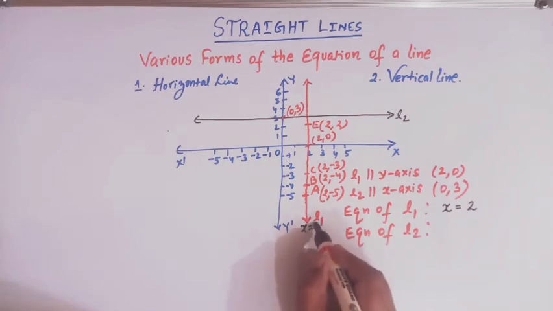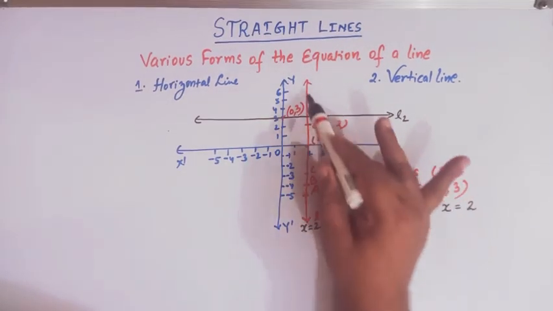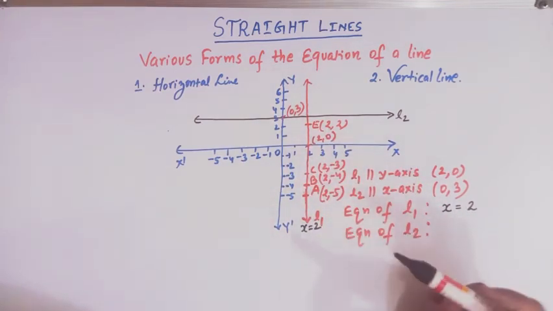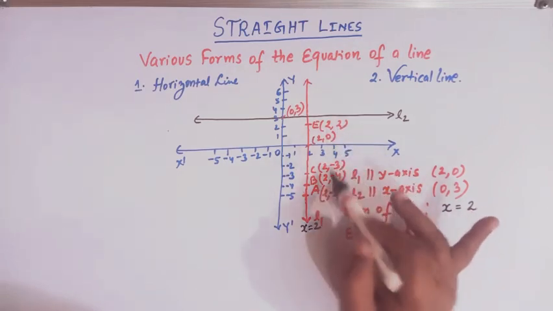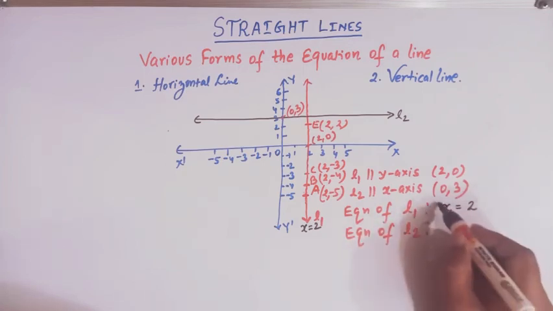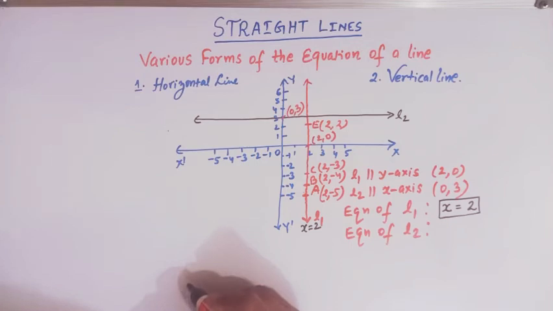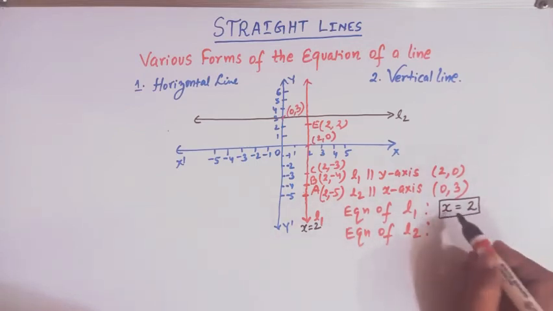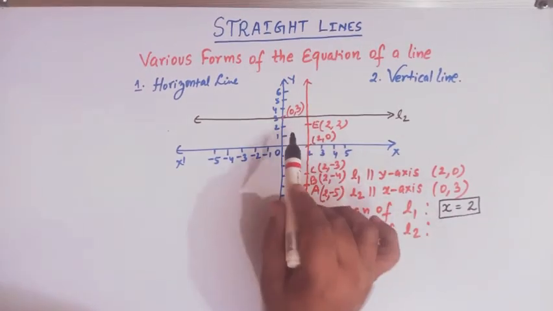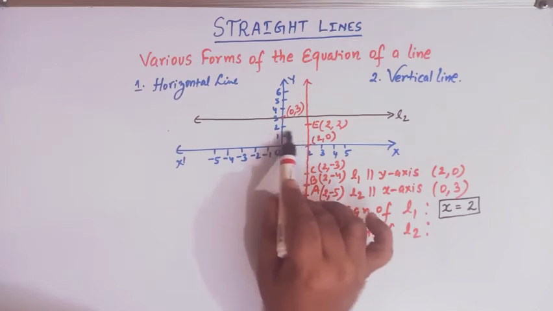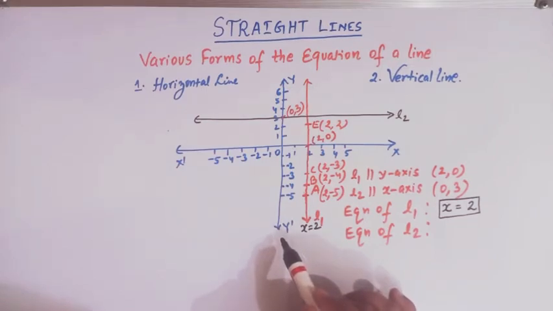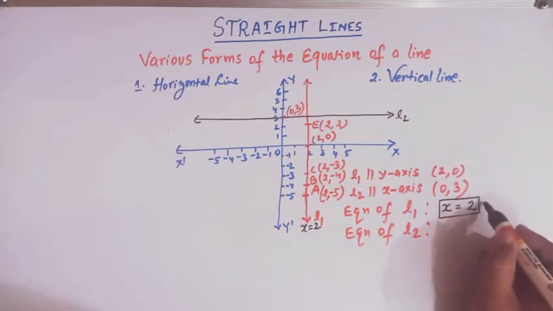L1 is x equal to 2, right? Because the x coordinate, or the abscissa, of all the points lying on this line L1 remains the same, and the only thing which changes is the y coordinate. So the equation of line L1 is x equal to 2, right? And we also observe one thing, that this line L1 is at a distance of 2 units from this y-axis, right? So the equation of L1 is x equal to 2.